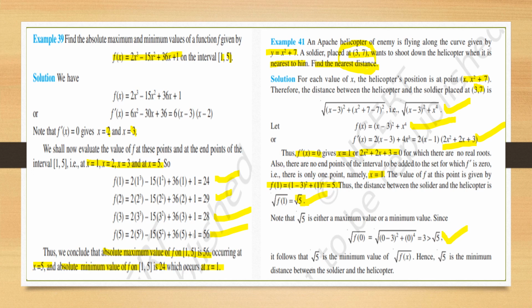See, in this question there is a different criterion of checking. How will I check the maximum or minimum value? Instead of applying other tests, I'm just evaluating the function value. So f(0) for this root function is 3, which is greater than √5. Which means that √5 is the minimum value of the function. Hence √5 is the minimum distance between the soldier and the helicopter.